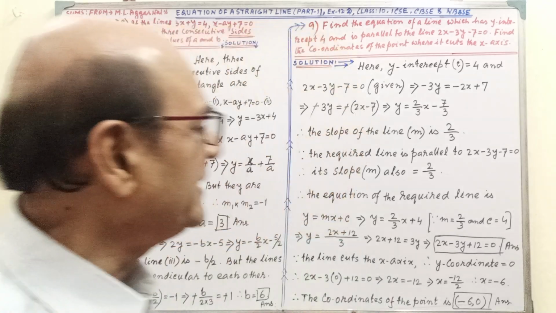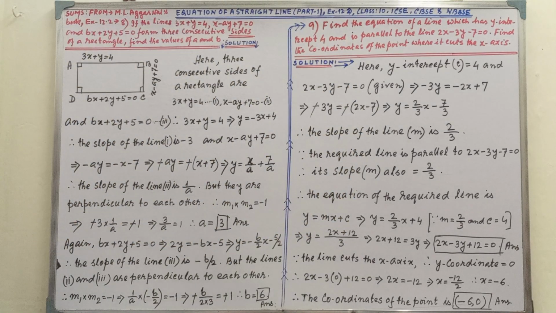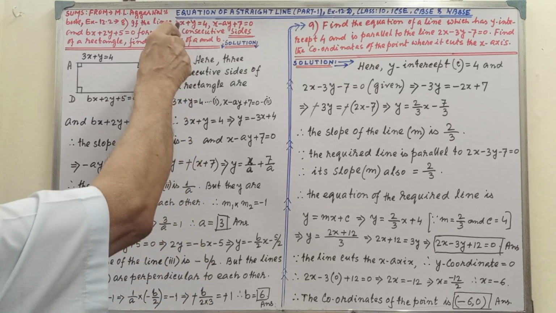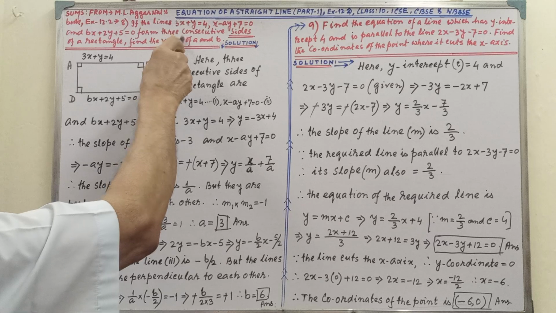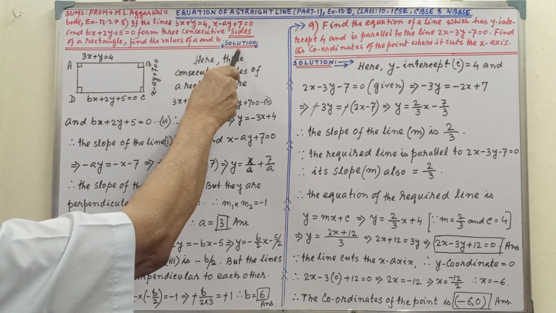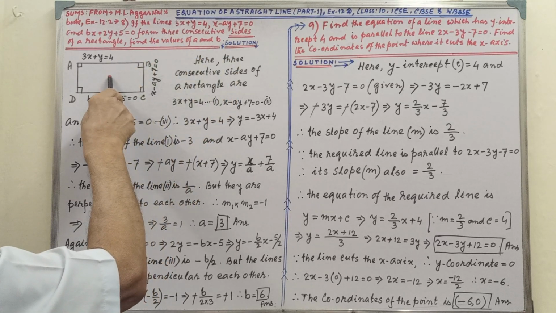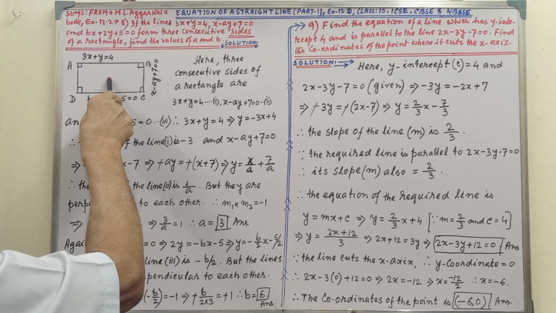Now please pay your attention on the board. Sums given from M.L. Agarwal's book, exercise 12.2, sum number 8. Some you will get in your book and here also it is written clearly. Now pay your attention on the solution. Diagram is not compulsory. You may draw or may not.